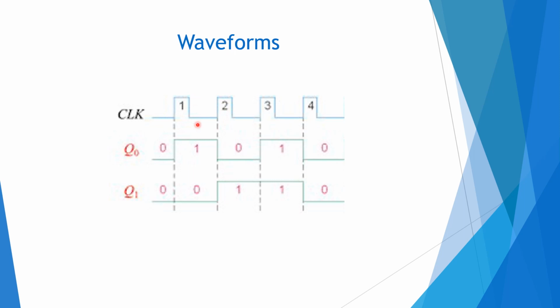So here are the waveforms. This is the clock pulse, and at Q0 the frequency is divided by 2, half of the clock, and at Q1 it is one fourth of the clock. Combining Q0 and Q1 we have the counter states 0, 1, 2, 3 and then again to 0. So it goes through a loop, counting 0, 1, 2, 3, 0, 1, 2, 3 like that.